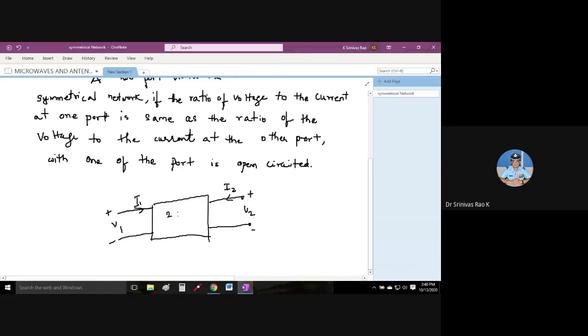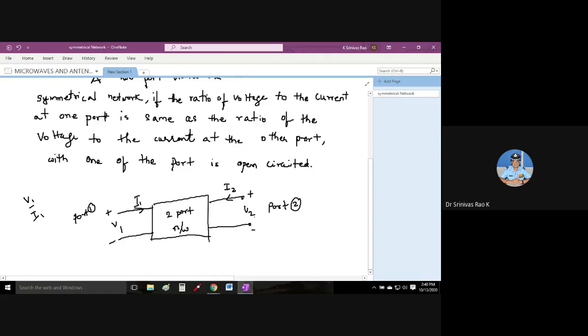Now this is a two-port network. As per the definition, what should I write? What should be my equation? Can anyone tell me? This is port 1 and this is your port 2. At port 1, if I take the ratio of voltage to current, what is that? It is V1 by I1, the ratio of the voltage to current at port 1.